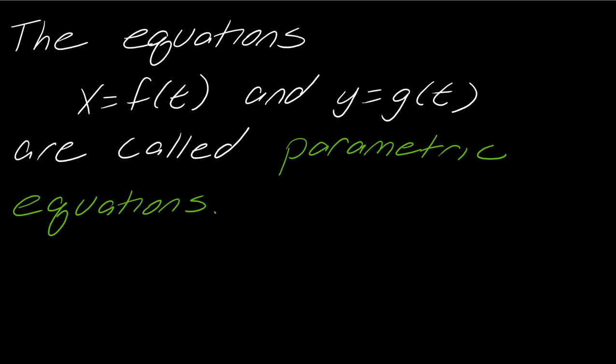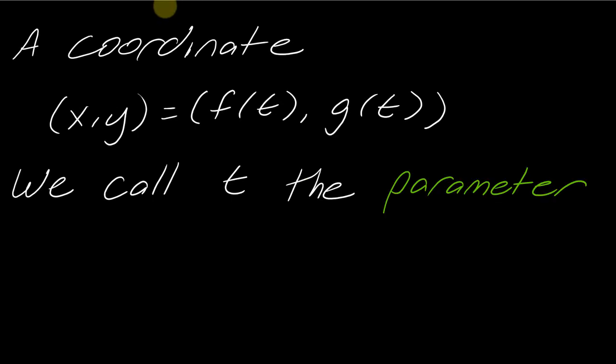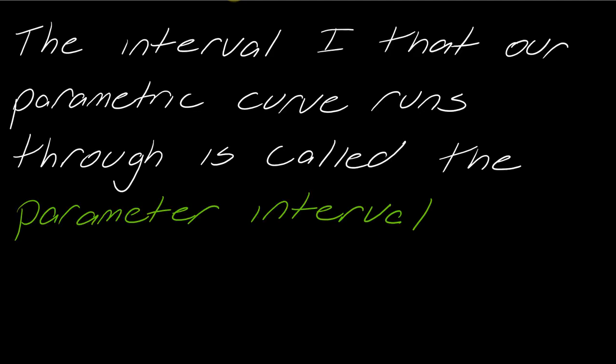So parametric equations create a parametric curve. And then for a coordinate, instead of having x, y, we can alternatively think of this as f of t, g of t. So this is how we would describe a coordinate. And t itself, we call the parameter. So we have different ways to describe coordinates, and t is the parameter. And then we have the interval I that our parametric curve runs through. This is called our parameter interval.